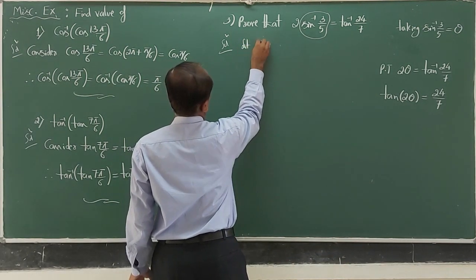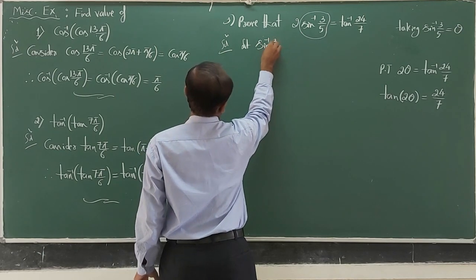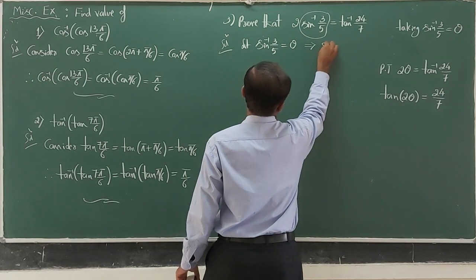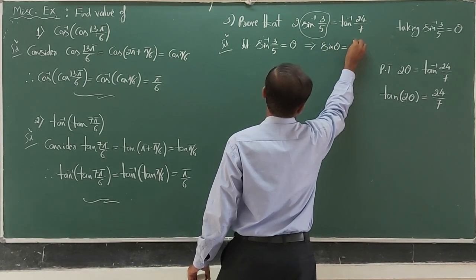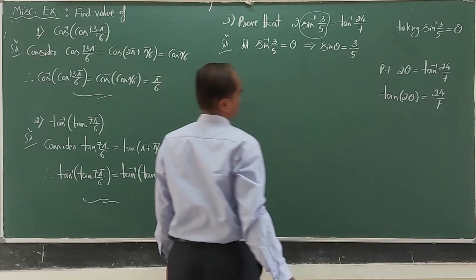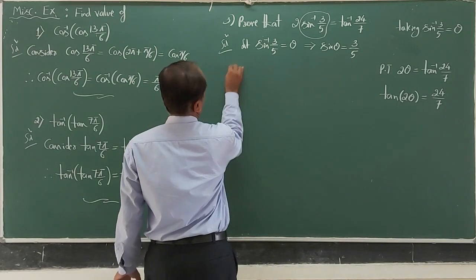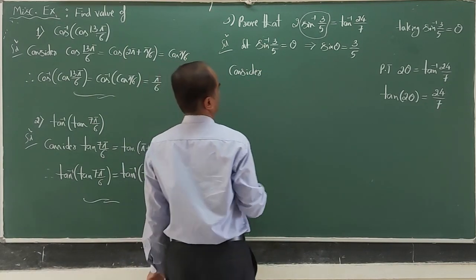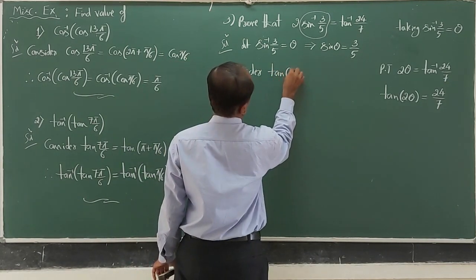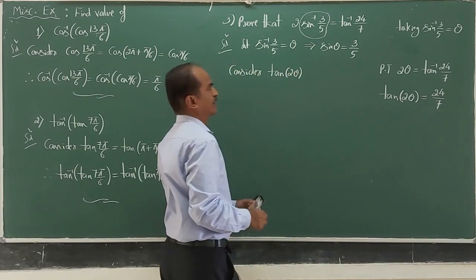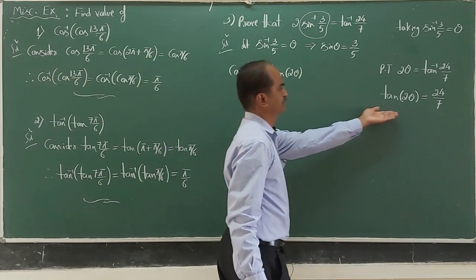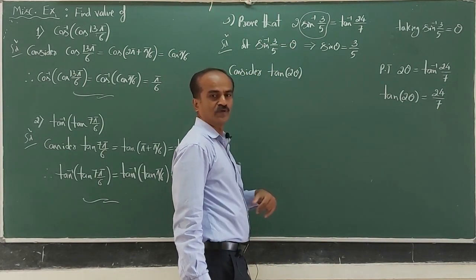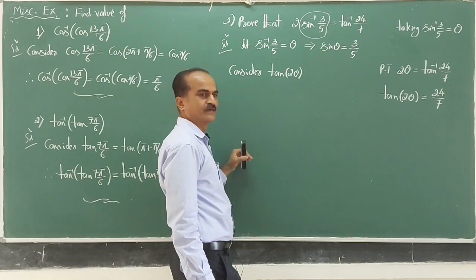So, start with let sin inverse of 3 by 5 equal to theta. This implies sin theta equal to 3 by 5. Now, I consider tan 2 theta. Why did I have to consider tan 2 theta? Because by showing tan 2 theta equal to 24 by 7, this result we are going to get. That is why I considered tan 2 theta.